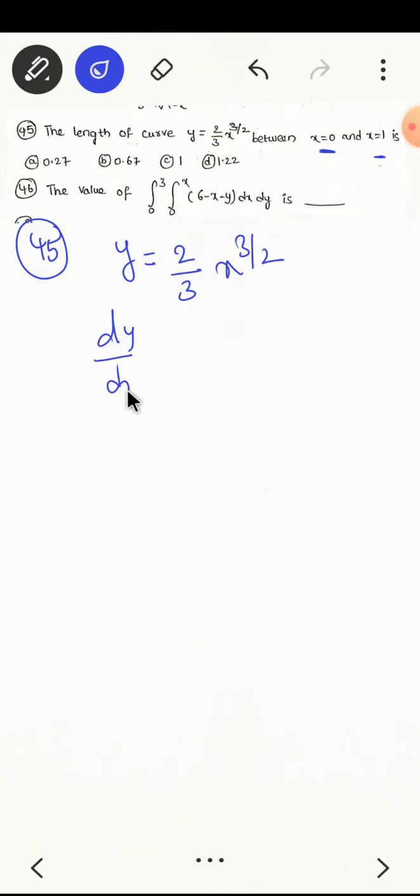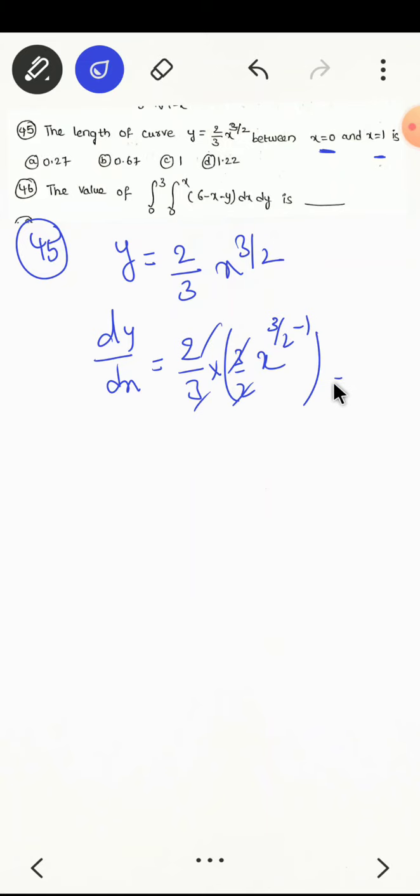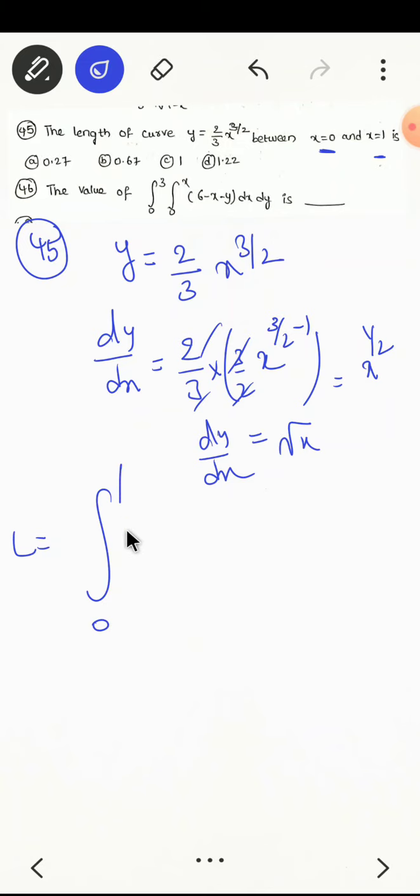First find dy by dx, because in the formula you have dy by dx. 2 by 3 into x raised to power 3 by 2 minus 1, that will be 1 by 2. So 2 cancels, 3 cancels, what you will get is x raised to power 1 by 2, that is dy by dx value is root x. Okay, then length of the curve is how much? Length of the curve is the integral varying from 0 to 1 of root over 1 plus (dy by dx) whole square into dx.